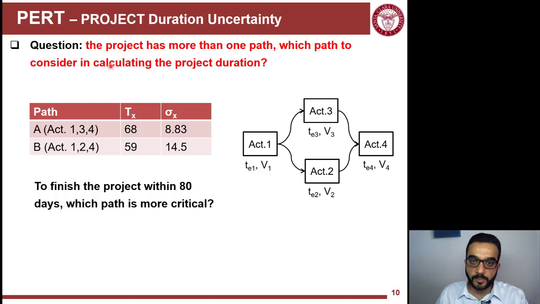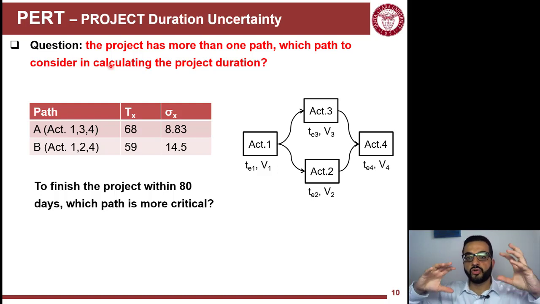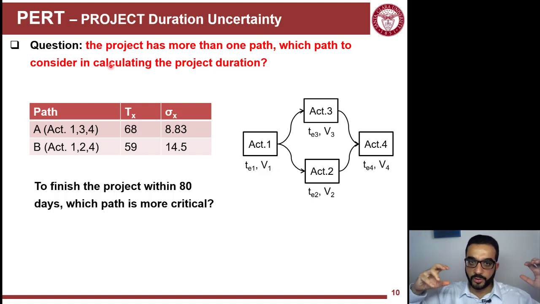So we learned how to bring the probabilistic distribution of an activity into a bunch of activities that are in a series. Now a project is made up of multiple paths. So how do we calculate or have a probability distribution for the duration of the whole project? It's not by adding all the information of all the activities, because remember the duration of the project is dependent on the longest path. So you need to focus on the longest path. So the question here is, which paths to consider when you want to determine the project duration?